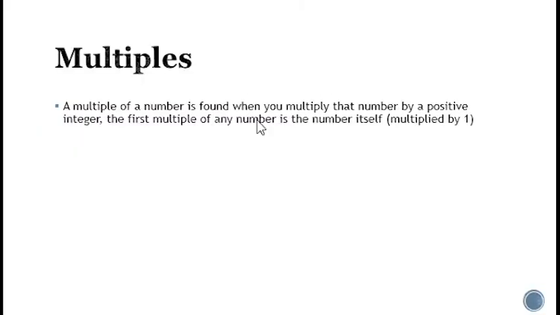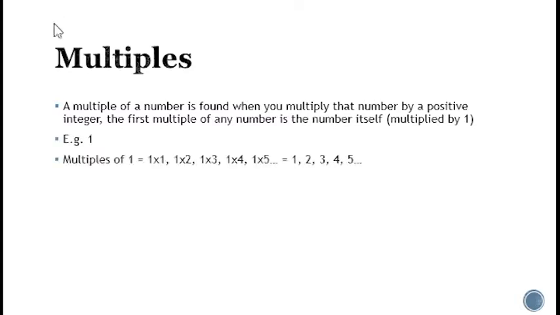Second subtopic. A multiple of a number is found when you multiply that number by a positive integer. The first multiple of any number is the number itself. To find the first multiple, multiply the given value, which is 1 here, by 1.